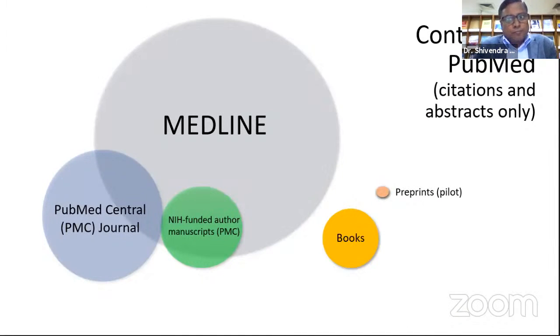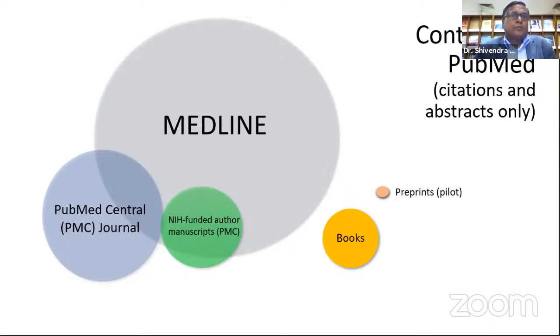So PubMed contents include four components. Number one, the MEDLINE database, PMC journals, NIH-funded author manuscripts, and also the books. To get a sense of the overall content of PubMed, here the graphic representation shows you the PubMed record and the overlapping of the circles.